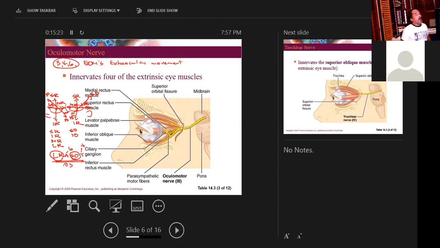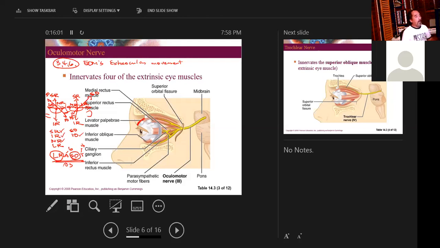Now I'm going to take a look at what the functions are. Oculomotor, as I said, handles the EOM muscles that are not within this mnemonic. So it's going to be superior rectus, inferior rectus, medial rectus, and your inferior oblique. That's oculomotor. Now, what else does the oculomotor do? It's also the one that makes your upper eyelid close, like winking. That's the levator palpebrae muscle.